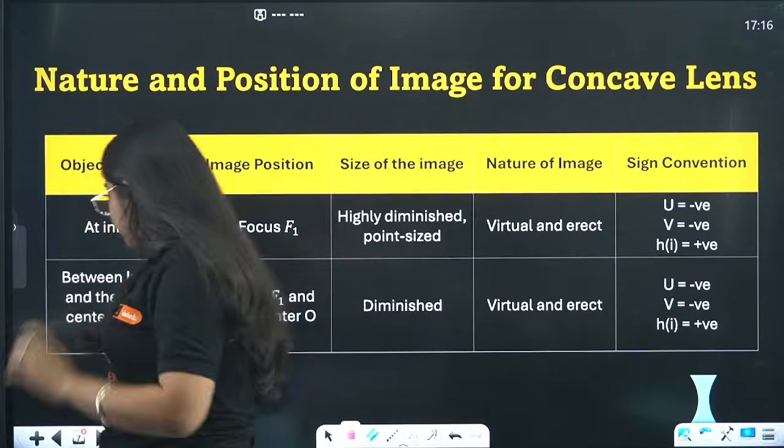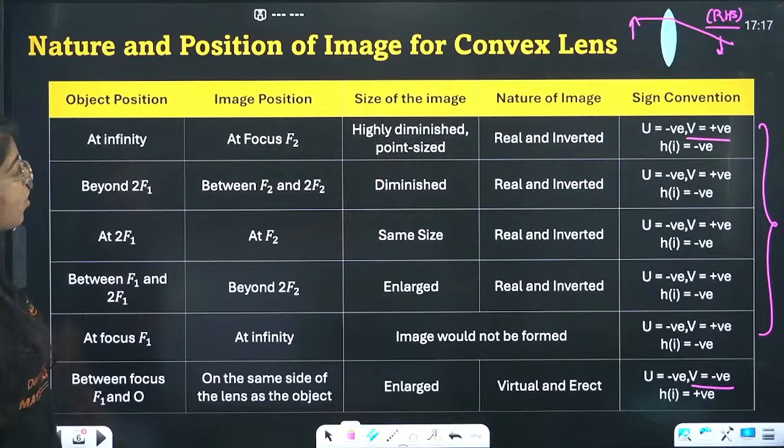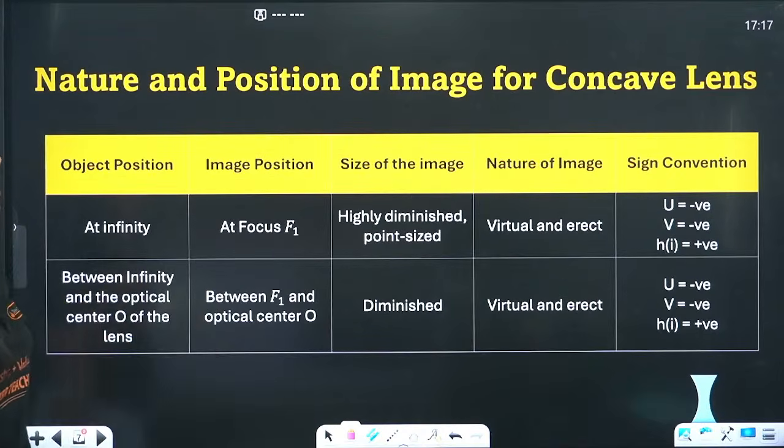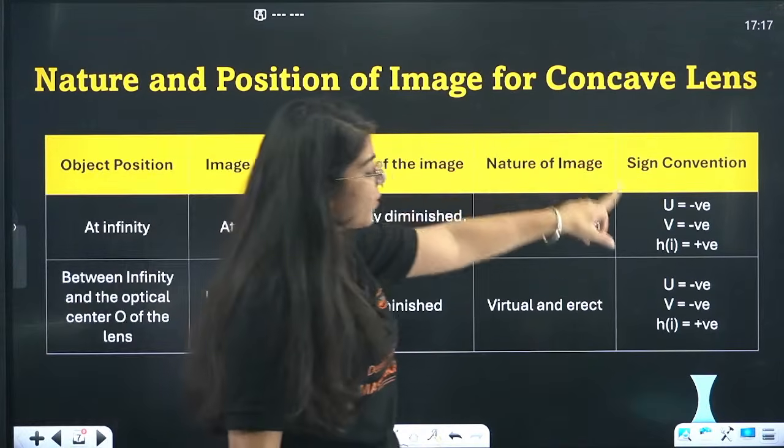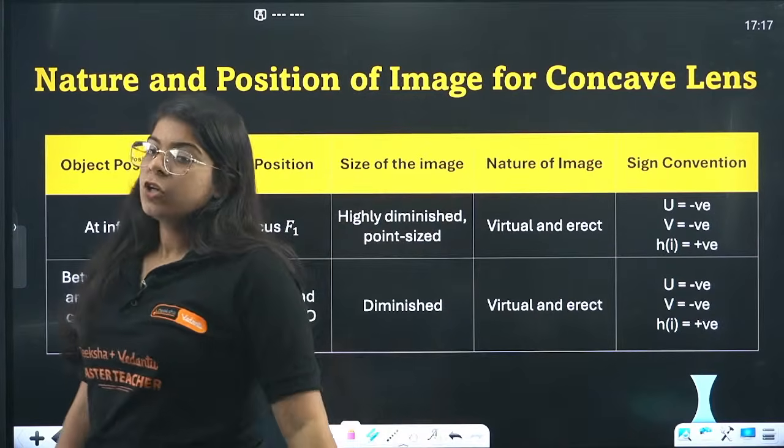Okay, done. And similarly we have for convex lens. This was convex lens, we have concave lens. Same, all the sign conventions are given here, just go through them. If you don't understand anything, you ask me.